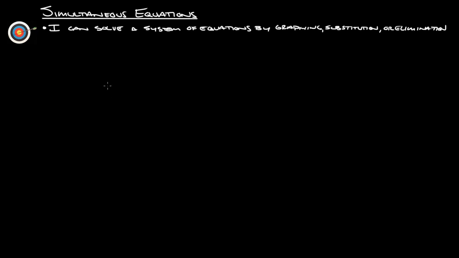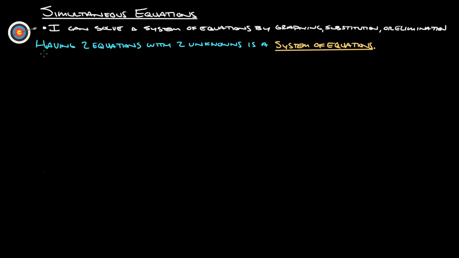I'm going to take you through the notes on simultaneous equations. At the end of this, you should be able to say I can solve a system of equations by graphing, substitution, or elimination. So first thing, having two equations with two unknowns is called a system of equations.